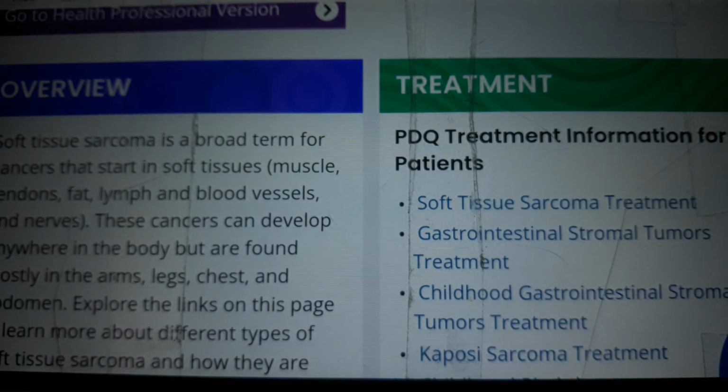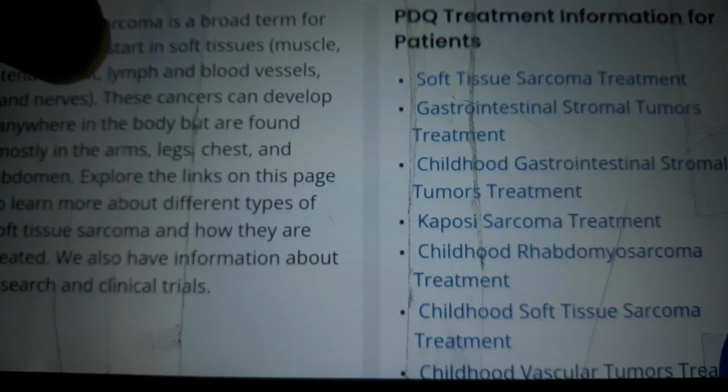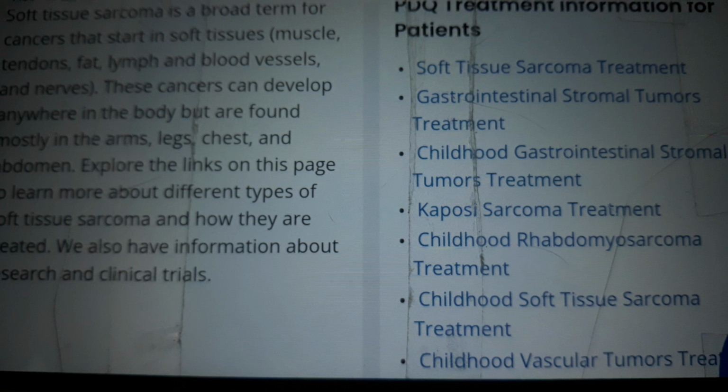Overview. Soft tissue sarcoma is a broad term for cancers that start in soft tissues: muscle, tendons, fat, lymph and blood vessels, and nerves. These cancers can develop anywhere in the body, but are found mostly in the arms, legs, chest, and abdomen.